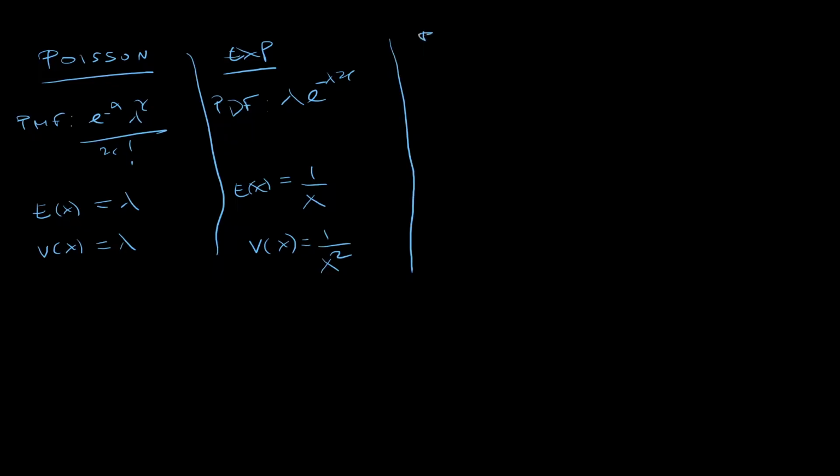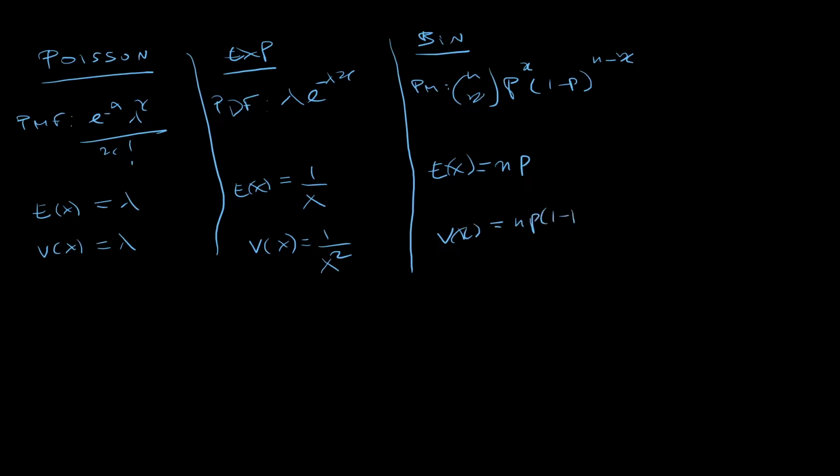For the binomial distribution, which is a discrete distribution, the PMF is n choose x, p to the x, 1 minus p to the n minus x. Its mean, because n can be greater than 1, is np. So n is the number of trials, p is the probability of success, and its variance is np, 1 minus p.